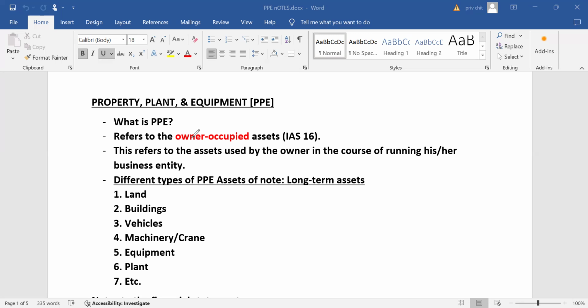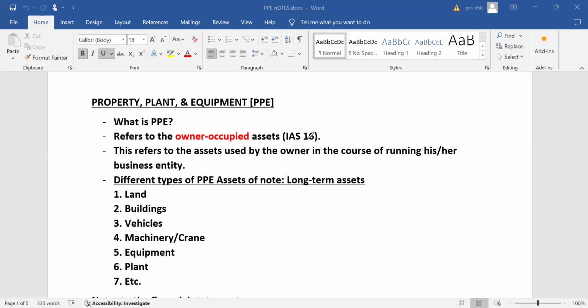In simple terms, property, plant, and equipment refers to those assets which are owner-occupied. That is in terms of IAS 16. So IAS 16 gives you a thorough description of what property, plant, and equipment assets really are. These are owner-occupied assets, meaning assets that are used by the owner of the business in the course of running his or her business operations. That's what we call owner-occupied assets.